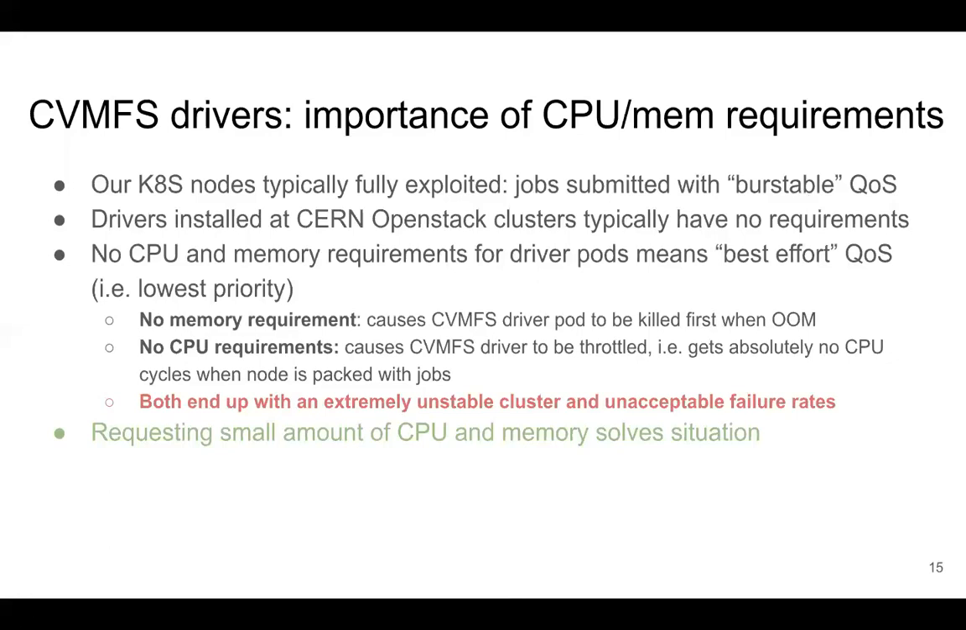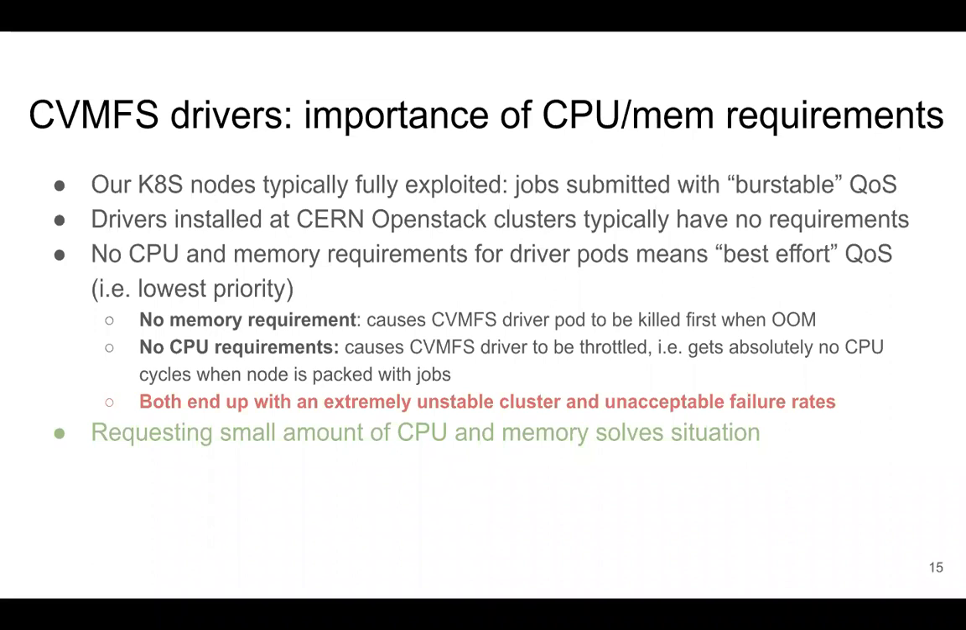And when the node is full, which is very frequently the case in our Atlas clusters, it means that the CVMFS drivers will suffer. In particular, if the node is full of memory, then the CVMFS driver is very likely to be killed first. But there you see an exact error message, and you know what has happened. On the other hand, because of not specifying the CPU requirements, if the CPU is full, then Kubernetes is not giving any CPU cycle to the CVMFS driver, and it becomes extremely slow.